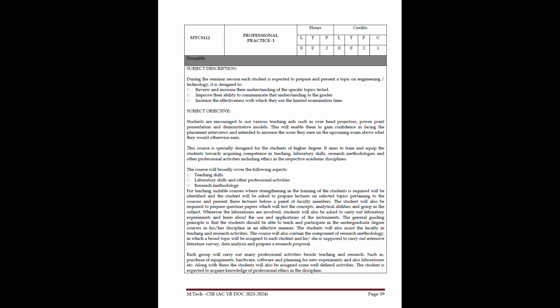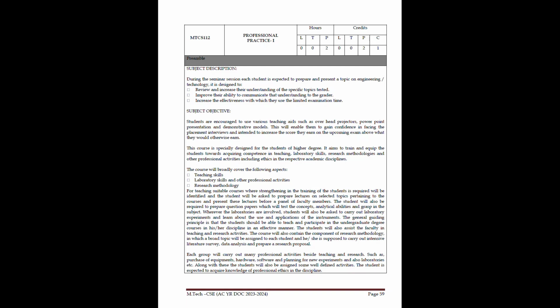The student will also assist the faculty in teaching and research activities, and the course will also contain a component of research methodology, in which a broad topic will be assigned to each student, and he or she is supposed to carry out an intensive literature survey, data analysis, and prepare a research proposal. Each group will carry out many professional activities besides teaching and research, such as purchase of equipment, hardware, software, planning for new experiments, and other laboratory work. But along with these, the students will also be assigned some well-defined activities, and the students are expected to acquire knowledge of professional ethics in the discipline.